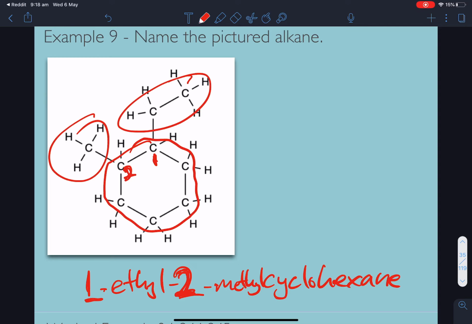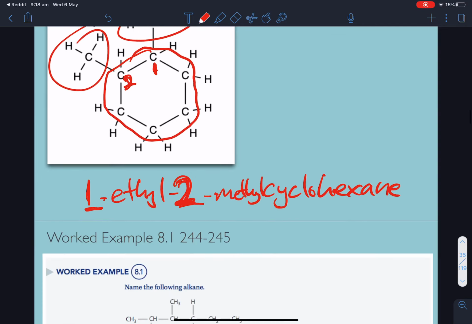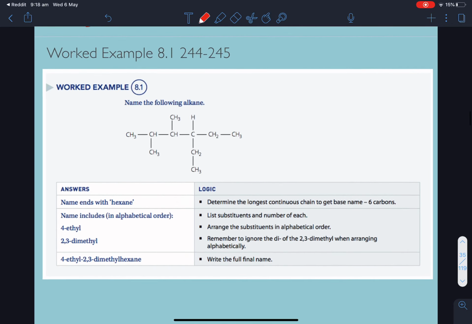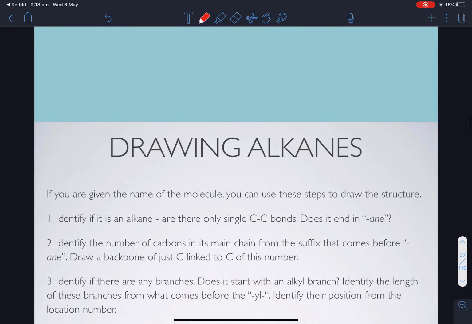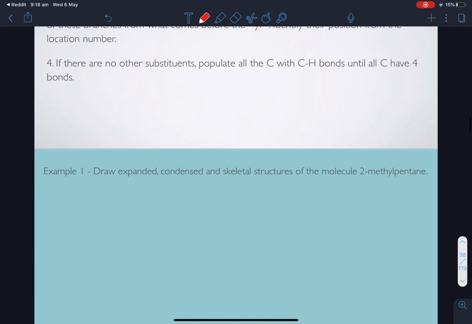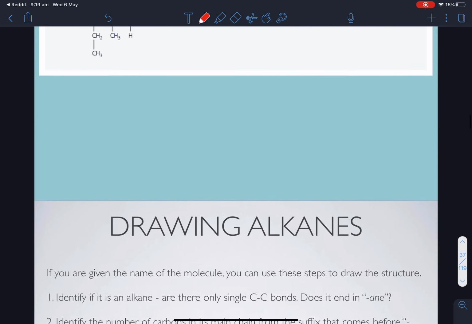You have a choice if the other rules aren't dictating it. Alright, that's the examples I'll go through. There's an example from the textbook. And next video, I'm going to come back and we're going to draw some alkanes.